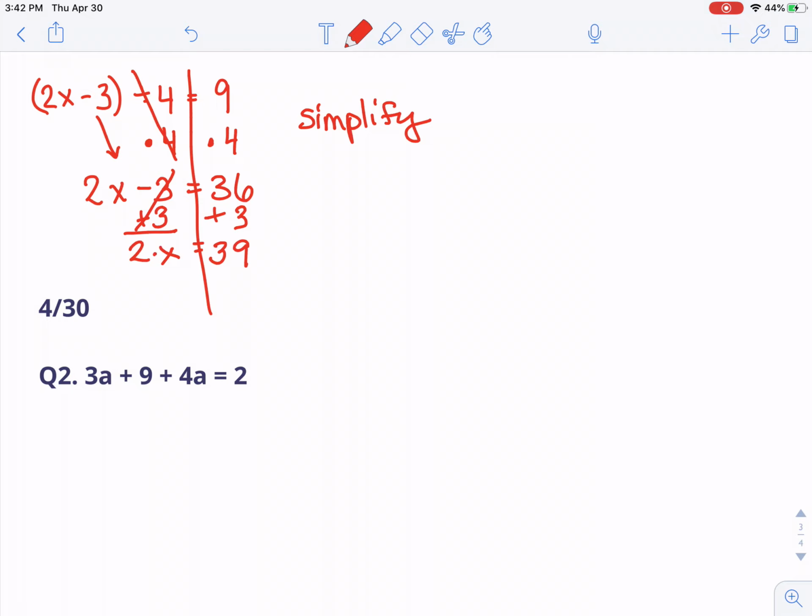Then I know that 2 times x is what it means when there's a number or the coefficient in front of x. Divide by 2 on both sides. X is equal to, what is 39 divided by 2? I know 40 divided by 2 is 20, so it's going to be slightly less than 20. It's going to be a 0.5, so I know it's going to be 19.5.